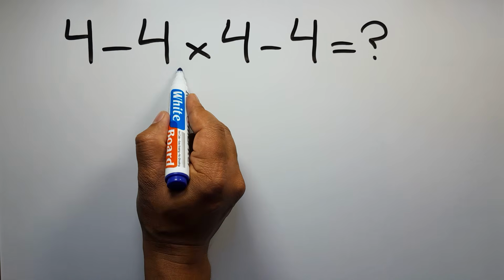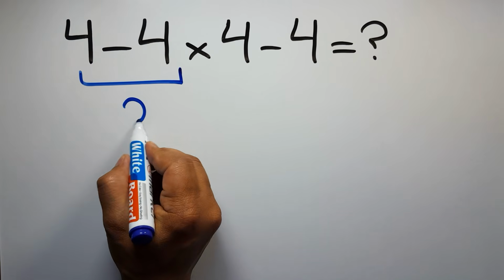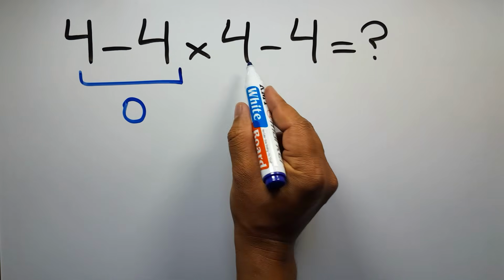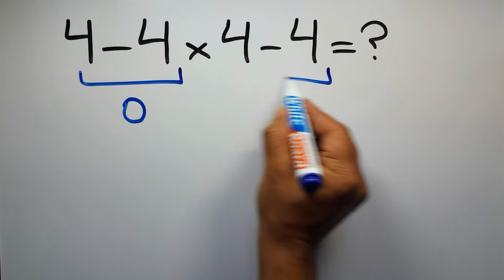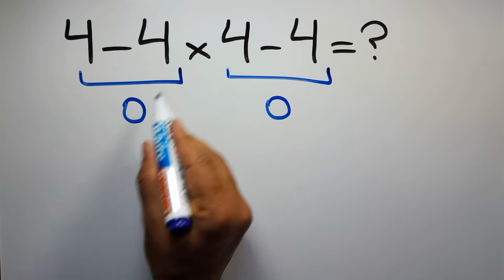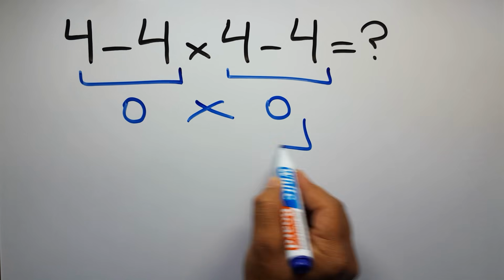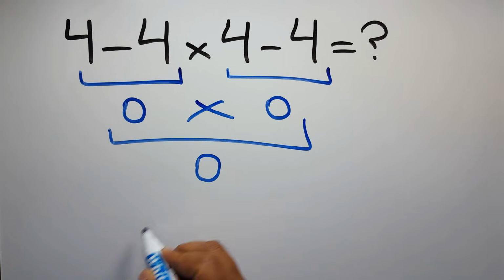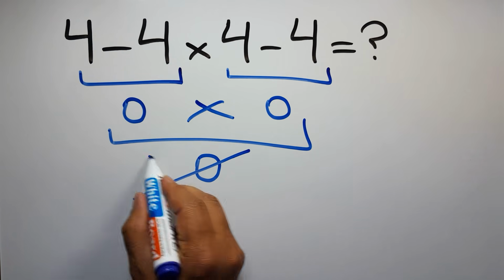4 minus 4 equals 0. And again here we have 4 minus 4. So 0 times 0 is just 0. But this answer is not correct.